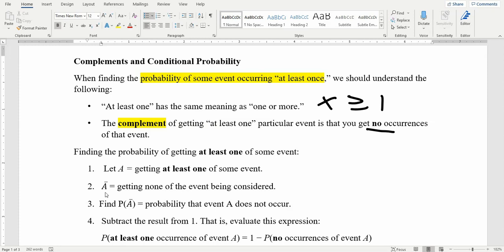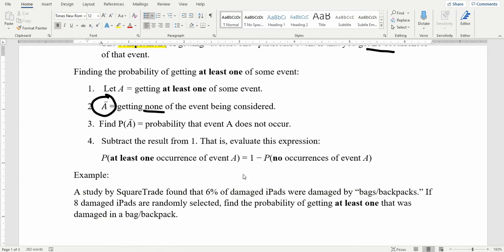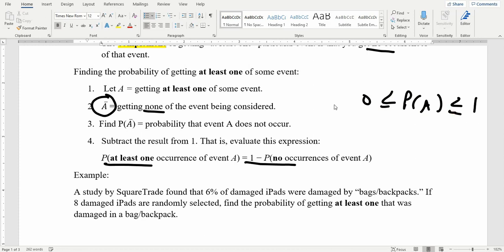The notation we use for a complement is, if A is the event of at least one of some event happening, then A bar is none. The way we do that is to find the at least probability. P means probability. To find the probability of at least one, we do 1 minus the probability of none. The reason it's 1 minus is because for the probability of any event A, the highest answer can be is a 1, and the lowest it can be is a 0.